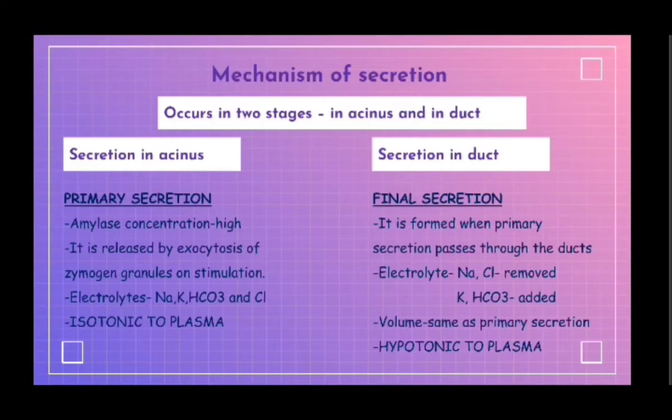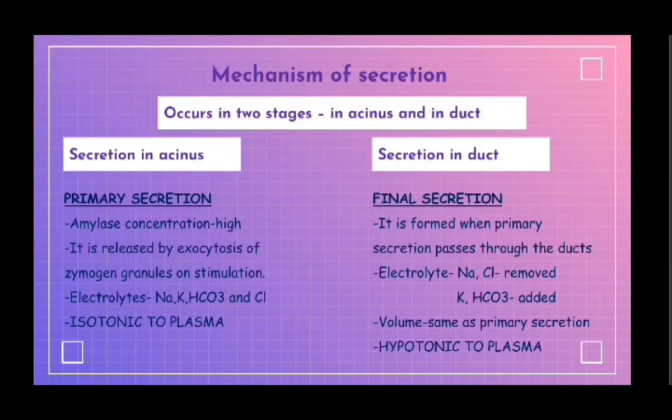The electrolyte concentration in this are sodium, potassium, bicarbonate and chloride, and it is isotonic to plasma because it has all the electrolytes present in the plasma in equal volume. Whereas the secretion in the duct is known as final or modified secretion. It is formed when primary secretion passes through the ducts.